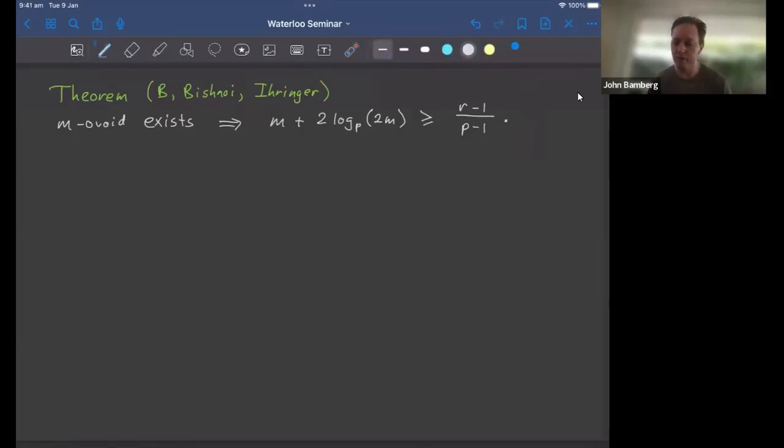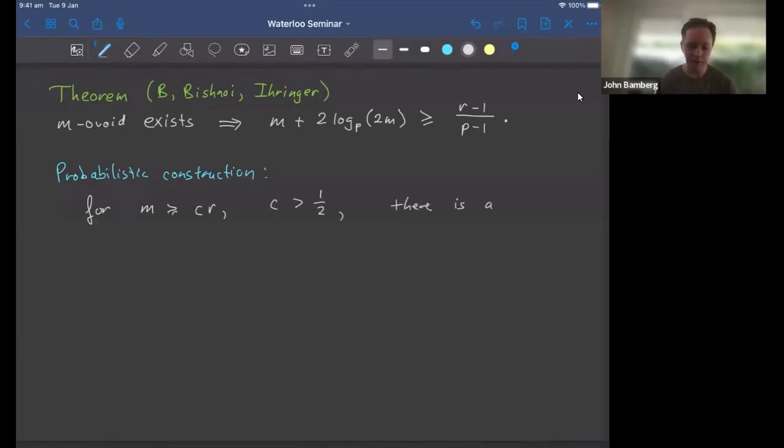Not only this, but we could, this is really due to my other 2 authors. I'm not so good at probabilistic constructions, but probabilistic constructions come into play here. So now that you've got your induced subgraph, you can start playing with the edges and put a coin on them. And you get that for m at least some constant times r, and this constant just has to be at least a half. So you can choose it to be whatever you like, 0.51 would be fine. Then there is a partial m-ovoid.